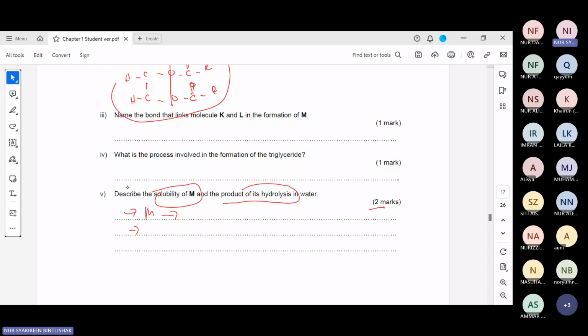So boleh cerita, okay, produk dia dihasilkan glycerol. So glycerol dia ada OH. So glycerol, is it soluble? It is soluble in water. So glycerol soluble, and then the other one is fatty acid. So fatty acid, is it soluble? No, it is not soluble. M not soluble, glycerol soluble, fatty acid not soluble.